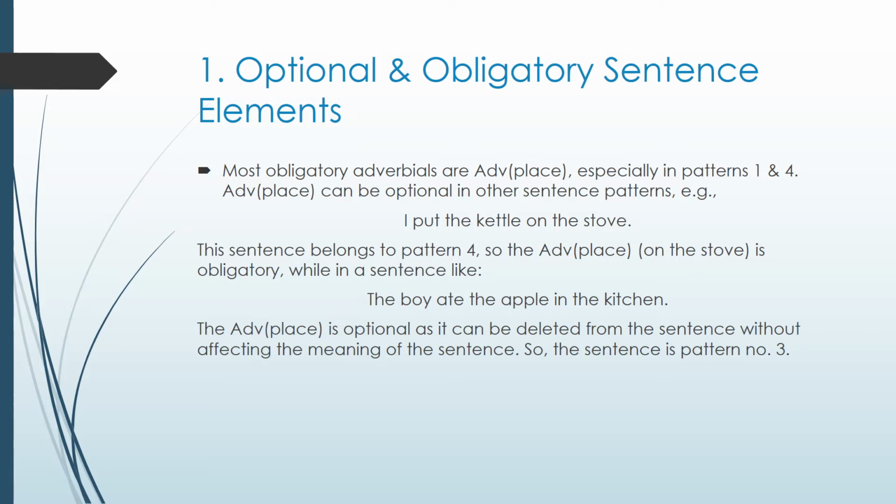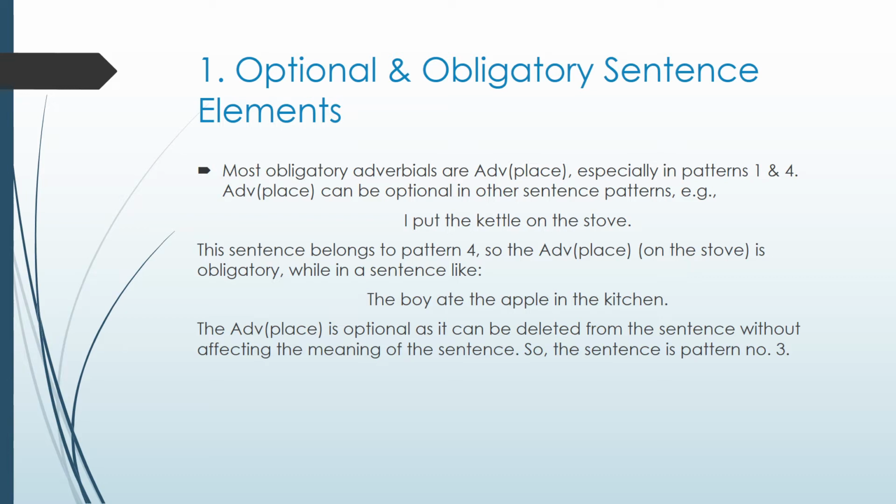That's why we are going to say that the important elements in the sentence that we need here are what? I as a subject, put as what? A complex transitive verb. And why is it now complex transitive? Because it is followed by the kettle as direct object and on the stove as what? As adverb of place that complements the meaning of the direct object. As you remember, this sentence belongs to pattern number 4.